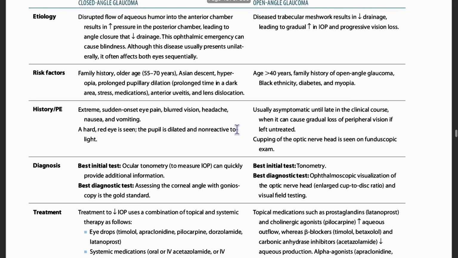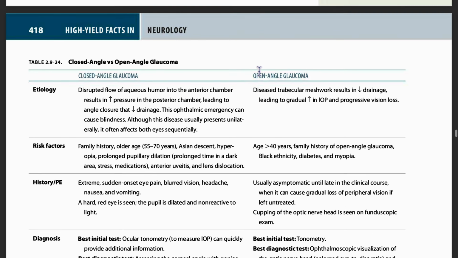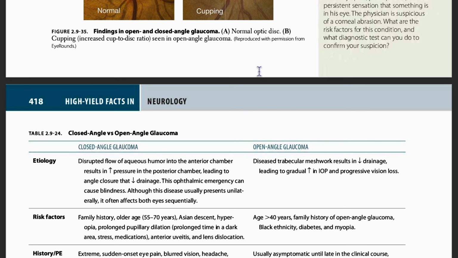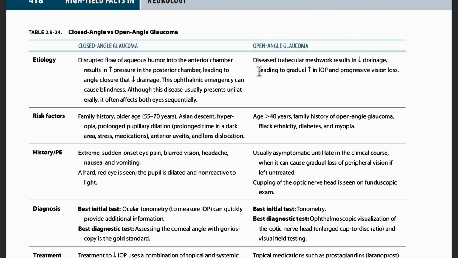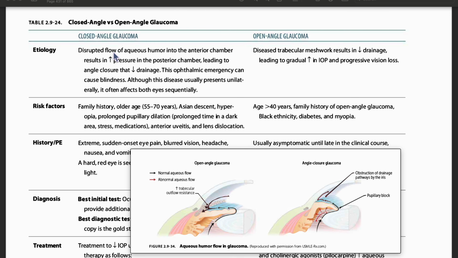Okay. Closed angle versus open angle glaucoma. So in closed angle, etiology is disrupted flow of aqueous humor into the anterior chamber. Okay. So etiology, disrupted flow of aqueous humor into the anterior chamber results in increased force in the posterior chamber, leading to angle closure that decreases drainage.